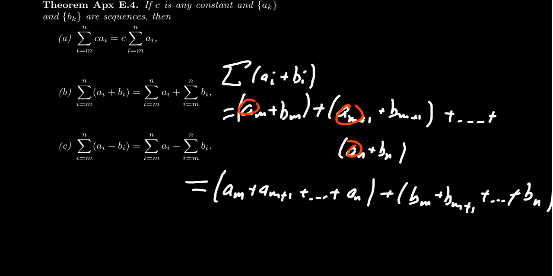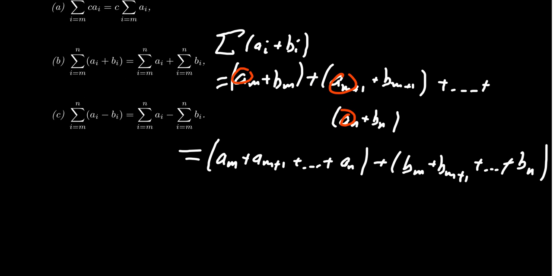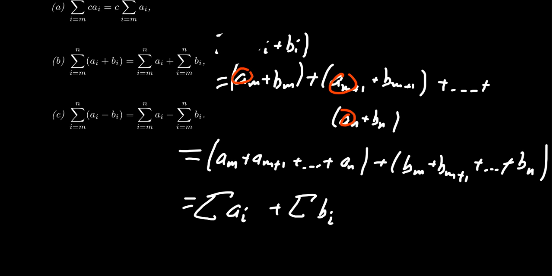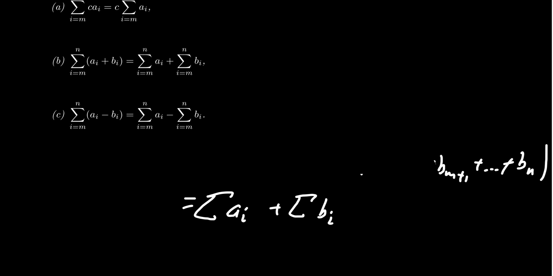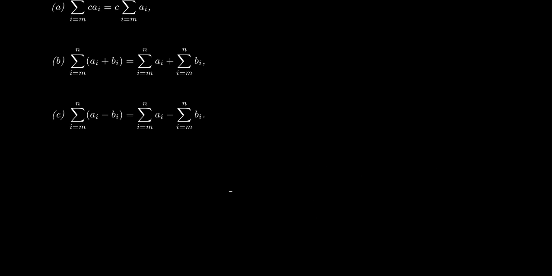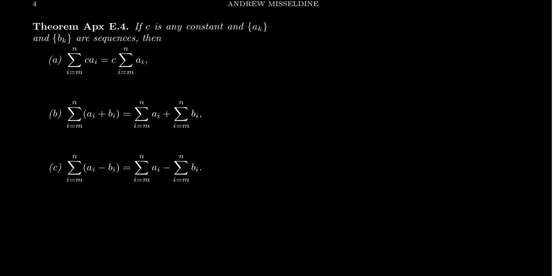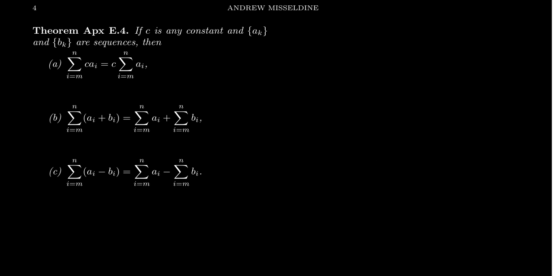Well, this first group, all the a's together, is none other than just the sum of all the a's. And if you add up all the b's together, that's just going to be the sum of all the b's. And that kind of proves that property right there. It works very similarly for differences: if you add all of those a minus b's together, you can add all the a's together and all the b's, and it'll add up to the original thing. I want to point out that if you put these properties together, this is something we talked about before. This is known as the linearity property.